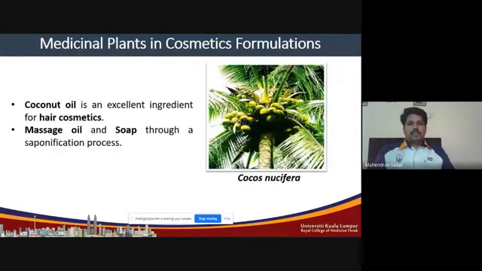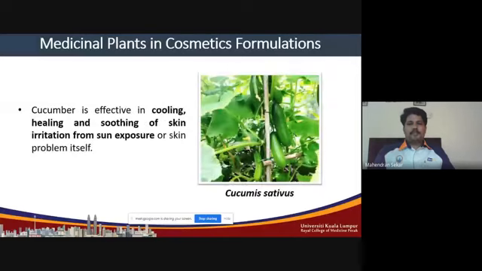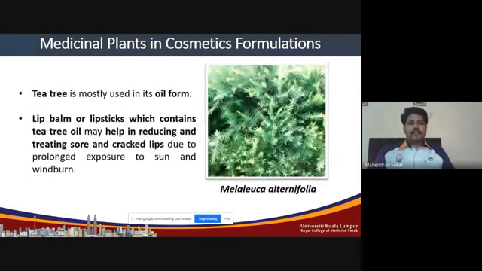And Cocos nucifera, we know coconut oil. Coconut oil can be used in the preparation of massage oil and soap. And cucumber can be used in some kind of cosmetic formulations, especially to soothe skin irritation from sun exposure. And tea tree oil is mainly used in lip balm preparation and lipsticks. This is one of the main ingredients.